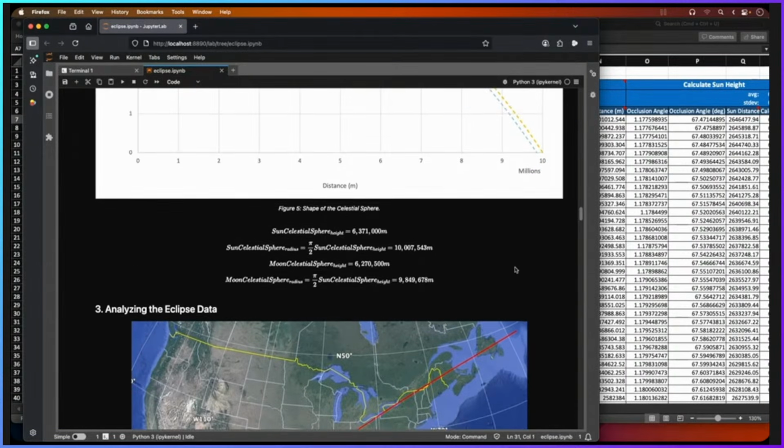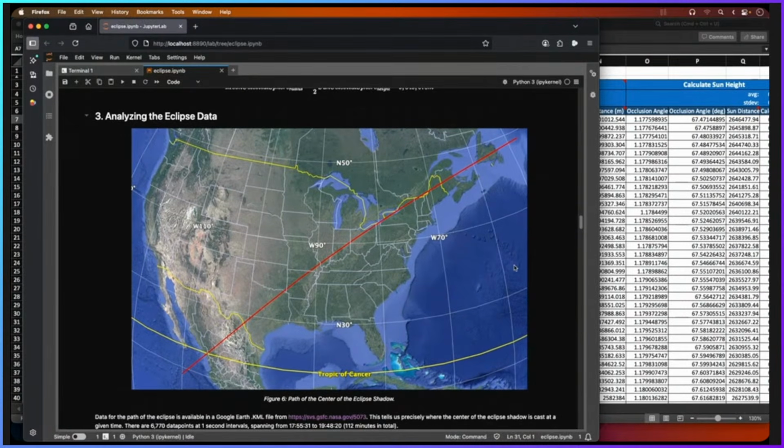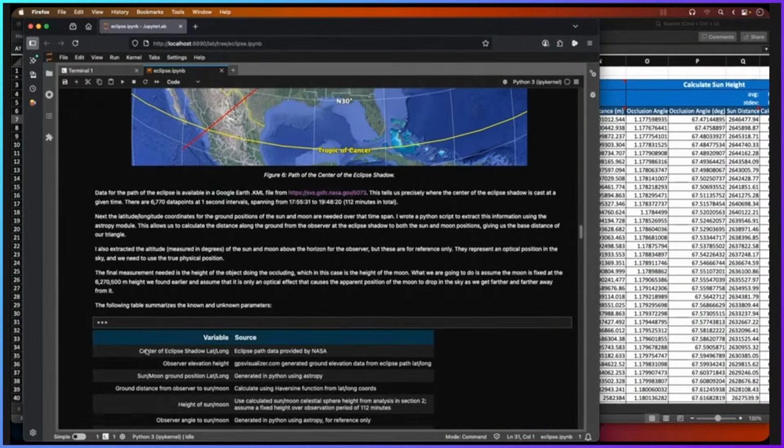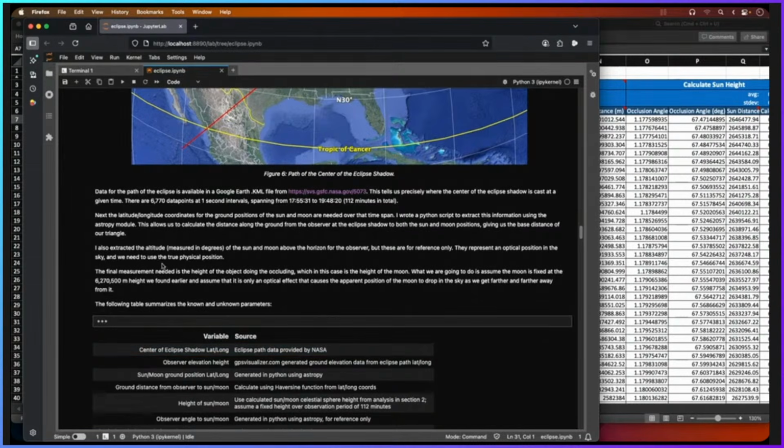So now that we have that background out of the way, we can actually analyze the data. And you can see here the path of the center of totality spanning across the US. The data for the eclipse path is available as a Google Earth KML file from this NASA website. It tells us precisely where the center of the eclipse shadow is cast at a given time. There are 6,770 data points at 1 second intervals spanning from 6 p.m. to 7:45 p.m. for 112 total minutes.